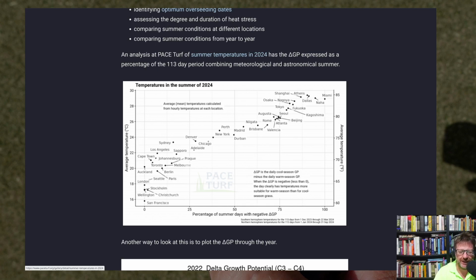the Delta GP was negative on about 70% of the days. So the temperature was so hot that on 70% of the summer days, it was better for warm season grass than it was for cool season grass.